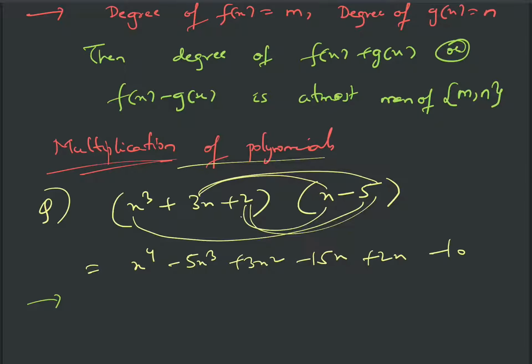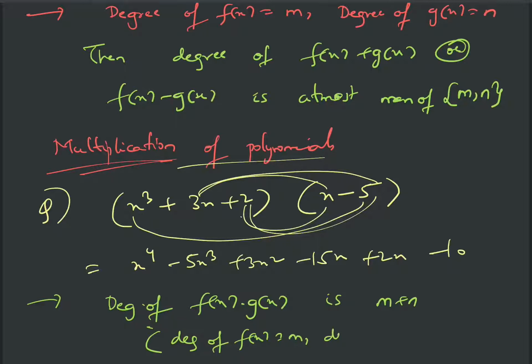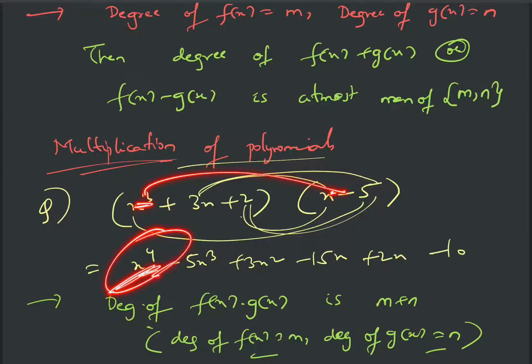But the thing which I want to say is, degree of f of x into g of x is m plus n, right? If degree of f of x is equal to m and degree of g of x is equal to n, and if you multiply two polynomials, then the degree will become m plus n. If you have a cubic here and a linear here, you will get an x power 4 term. So the degree of the product of these two polynomials is 4, right?